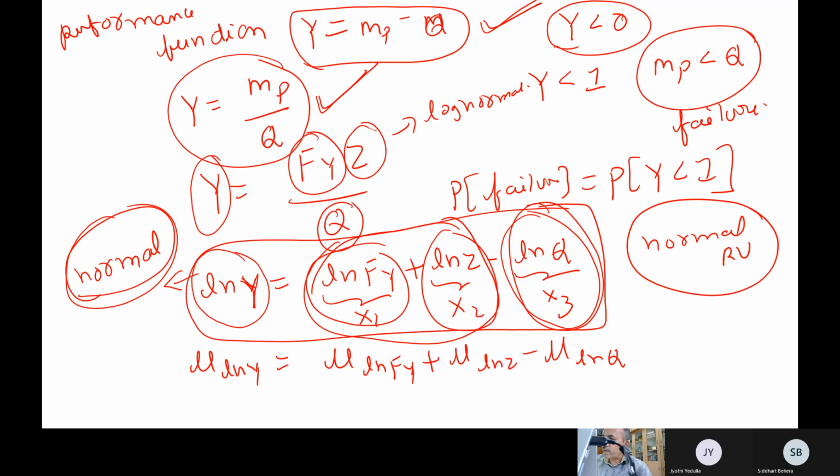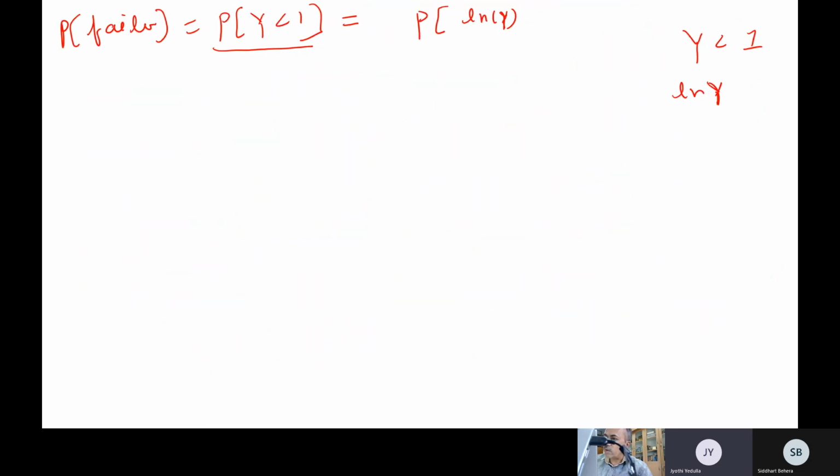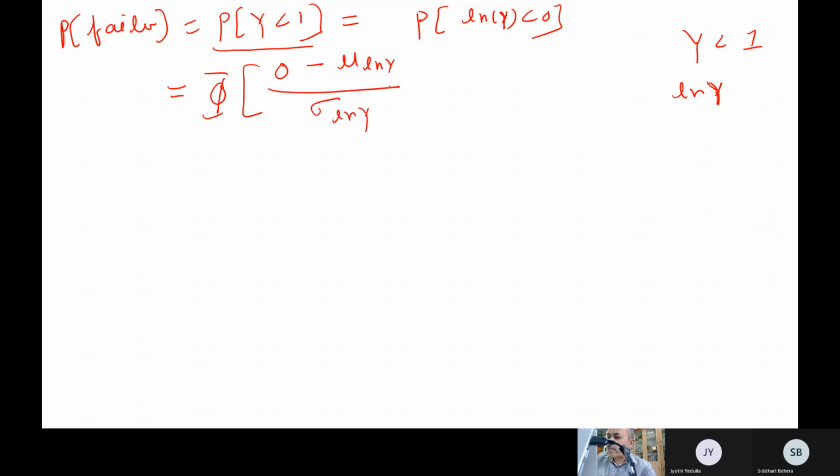Now what is failure here? Less than 0 is failure. So Y less than 1 is the same as saying log Y less than 0. So what type of random variable is log Y? Already we have said log Y is a normal distribution, so this turns out to be the standard normal distribution. You go 0 minus the mean value of log of Y, by the standard deviation of log of Y. You followed?